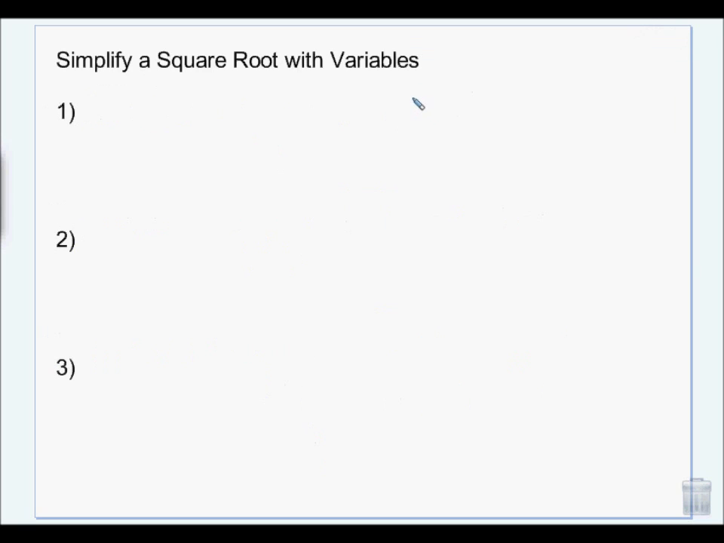Okay. All right, now we have simplifying a square root with variables. All right, this is a little bit more intense. And we're going to ignore this 2 because I'm going to need that space. First of all, I need to look at each part of this individually. I look at the number and then I look at each of the variables individually.